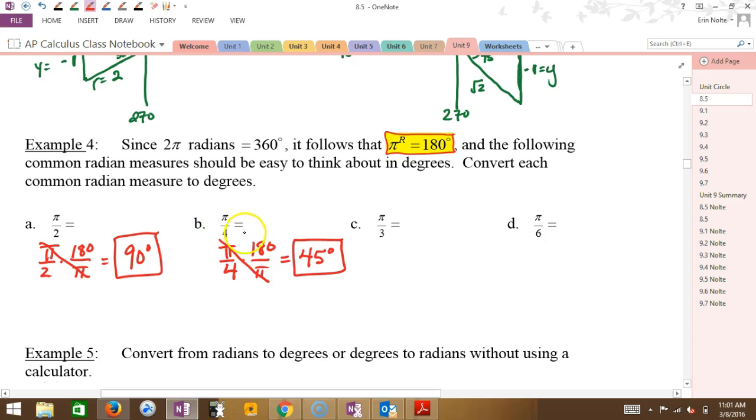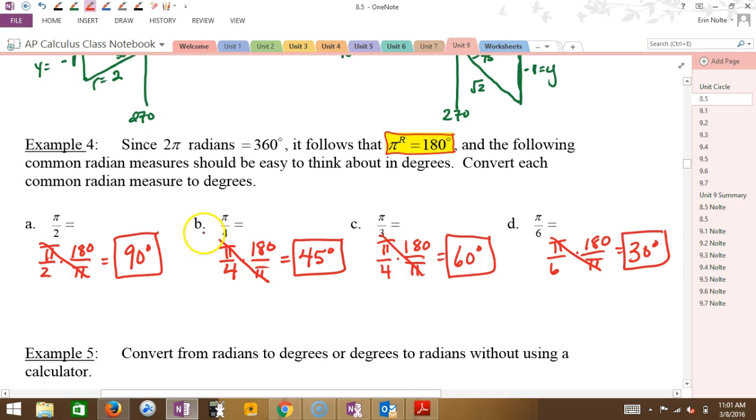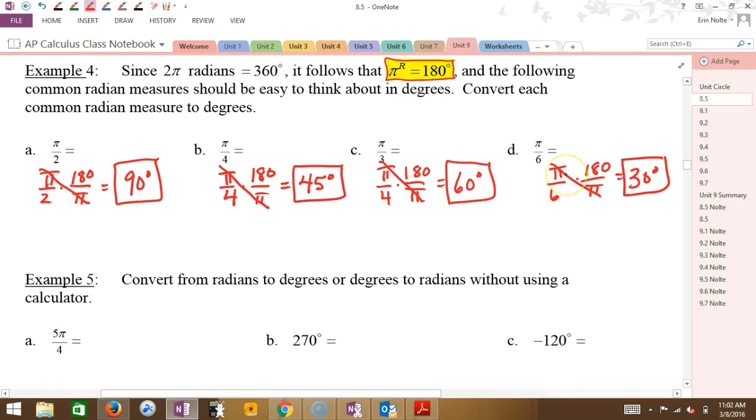Hopefully you can even remember that pi over 4 is 45 degrees, but if you can't, we can keep going with this. Maybe you even remember what pi over 3 is. The correct answer would be 60 degrees. Pi over 6 times 180 over pi would create 30 degrees. Those are angles that you should remember that correlation. If you have to do the conversion, that's fine, but hopefully you'll save yourself some time by just remembering those.